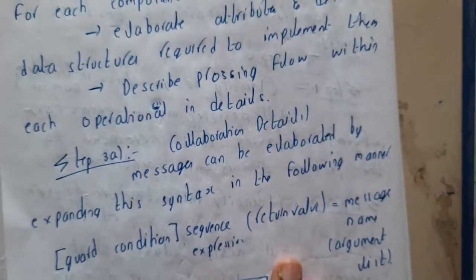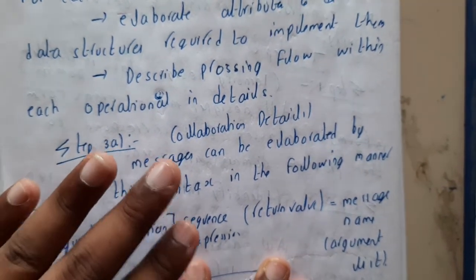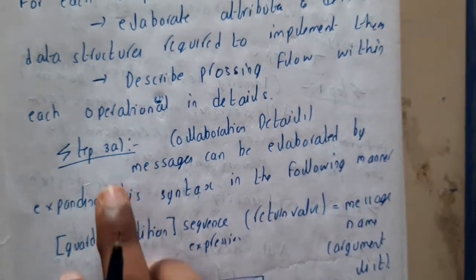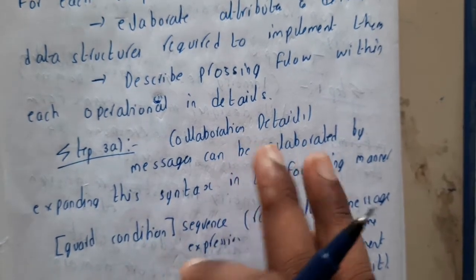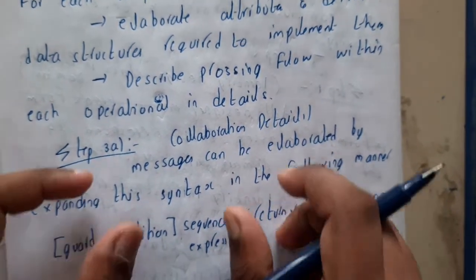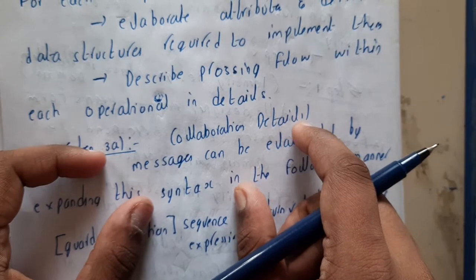Okay, so first, in step 3 we have 4 parts, guys. The first part is 3a. Here we will be going through collaboration details, that is, what relation exists between the components.